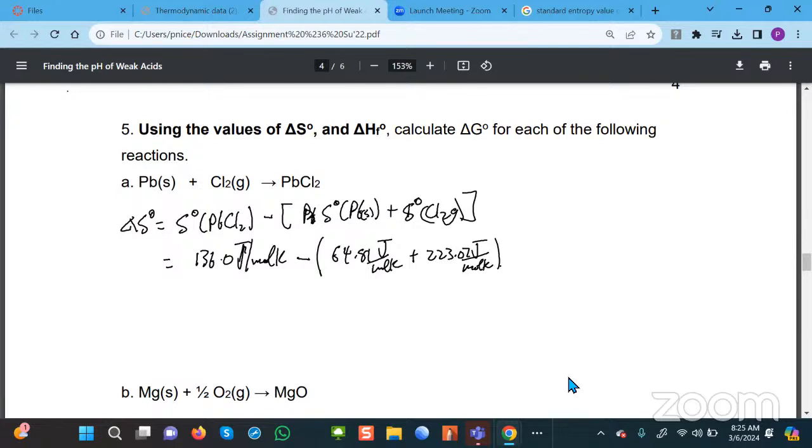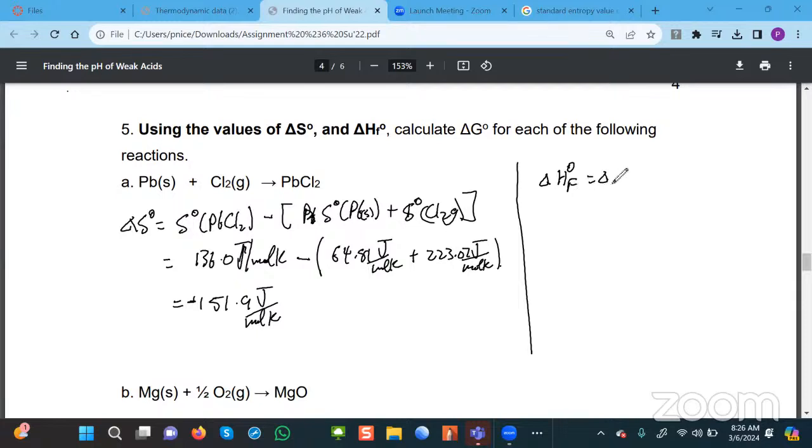136.0. Okay, so according to my calculations, this works out to be equal to 151.9 because I have to round off to one decimal place. So 151.9 joules per mole Kelvin. Now that's just the first part. The second part is that we need to find delta HF, the standard enthalpy of formation. So we have to go back to the table again and look up the values for enthalpy.